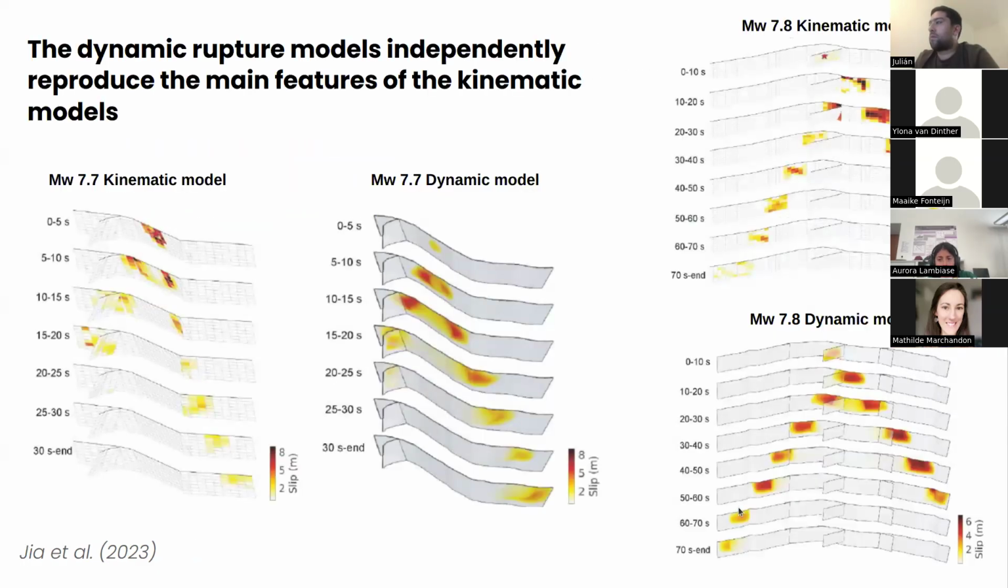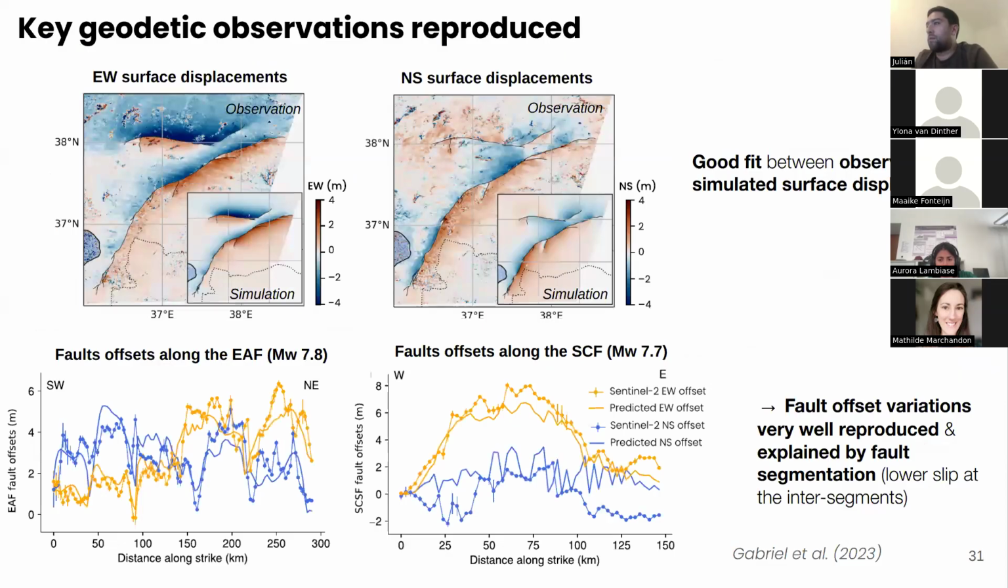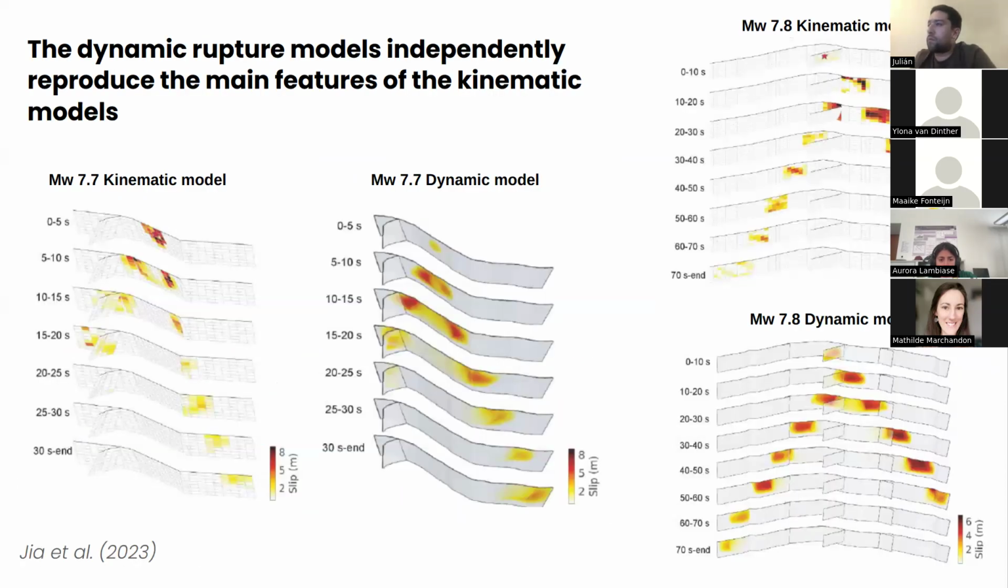We also compare our synthetic data and our simulation with data-driven methods. Here we compare the slip rate and the slip during the rupture with a kinematic model. And what is quite impressive is that both the kinematic model and the dynamic model are very similar, both for the first event and the second event.